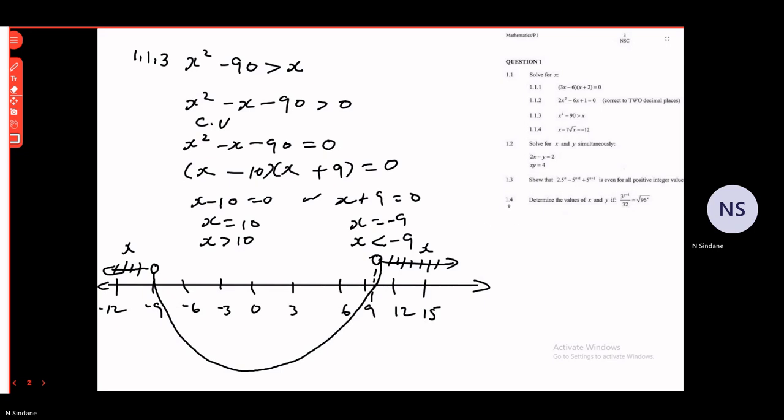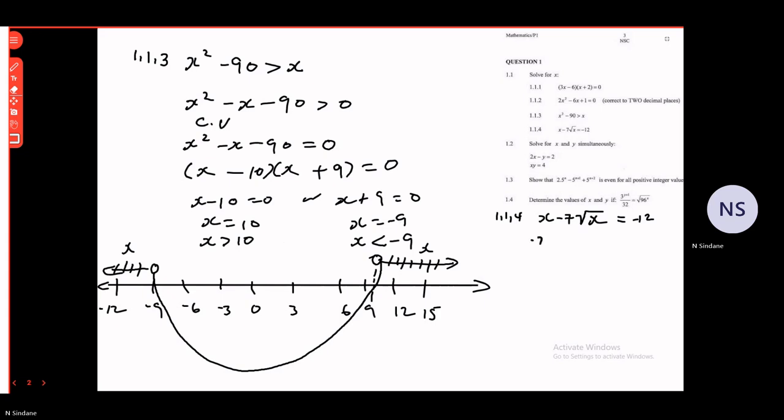Now let's try to do the last question, which is given as 1.1.4. This is x minus 7 square root x, this is minus 12, right? Then take this to the other side. Why? Because x is not part of our square root, it's not inside our square root. So we take it to the other side. Anything that is not part of or inside our square root, we take it to the other side.